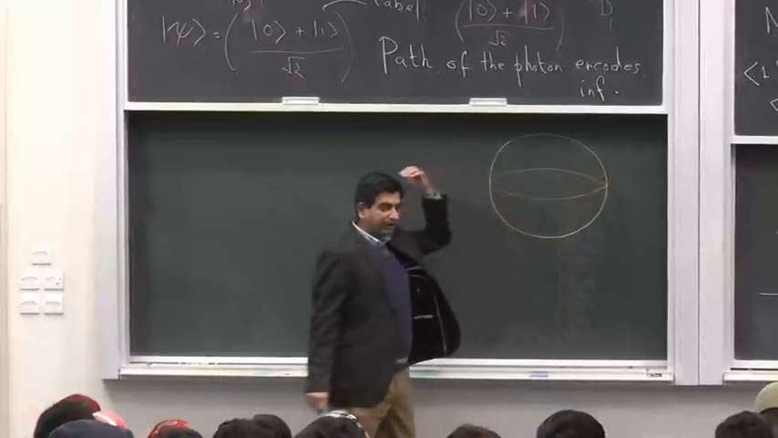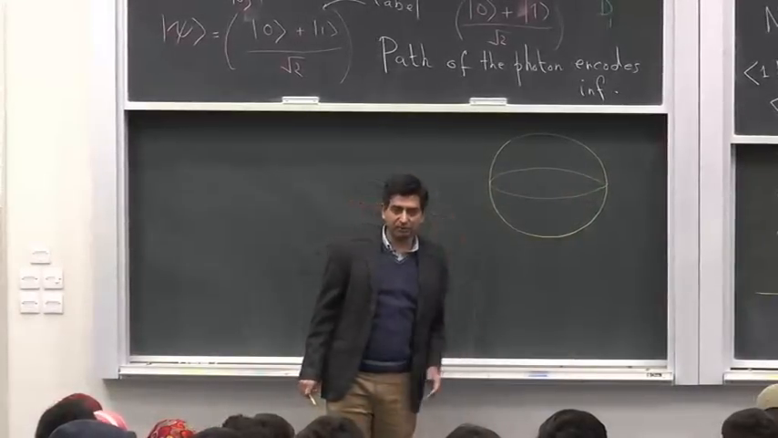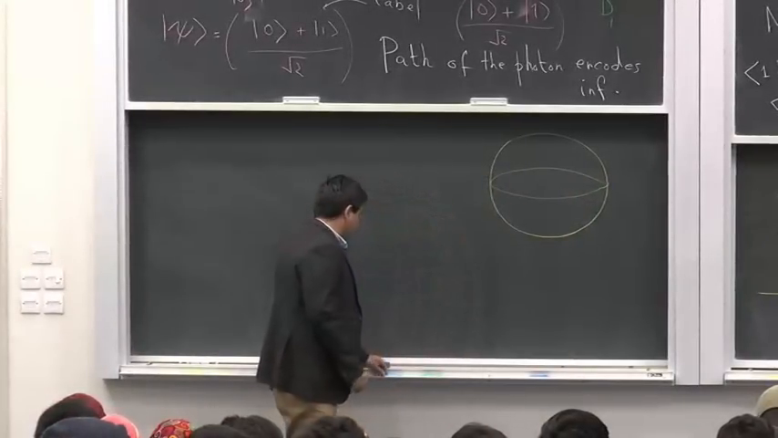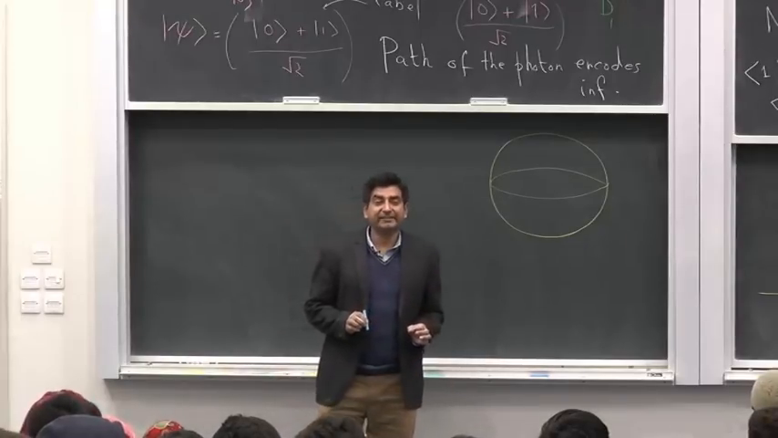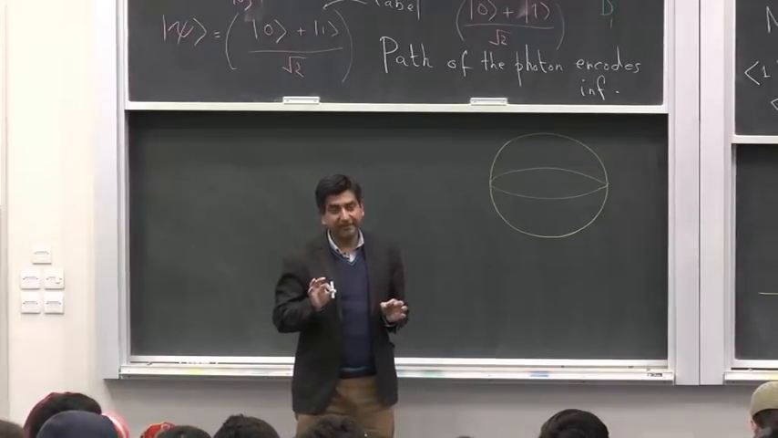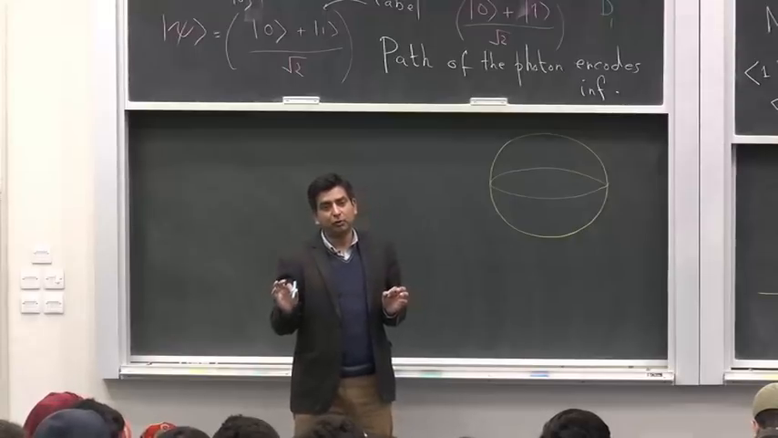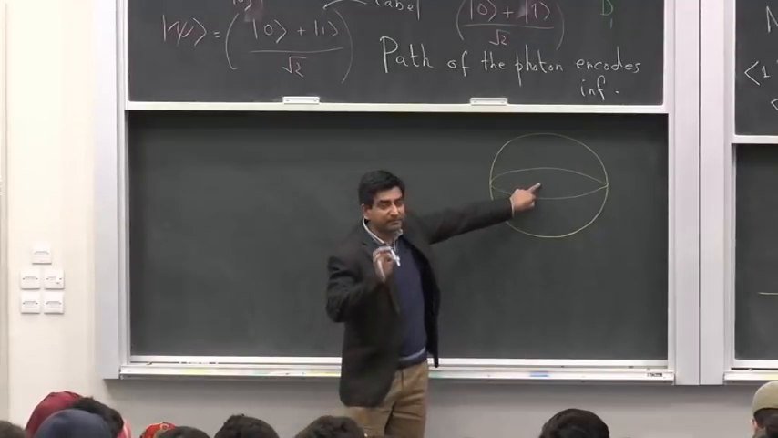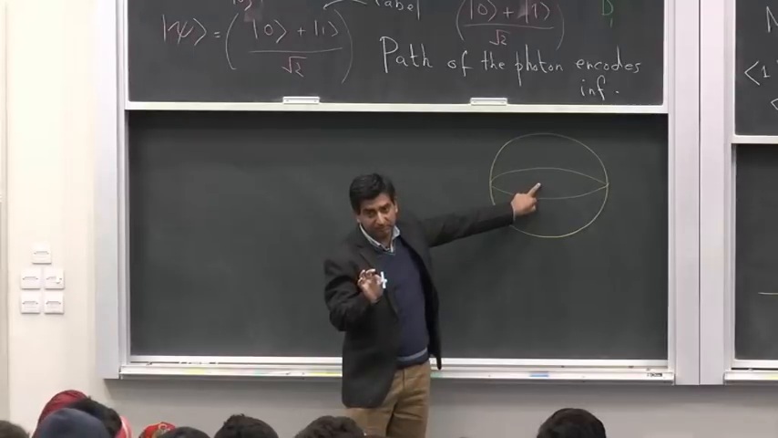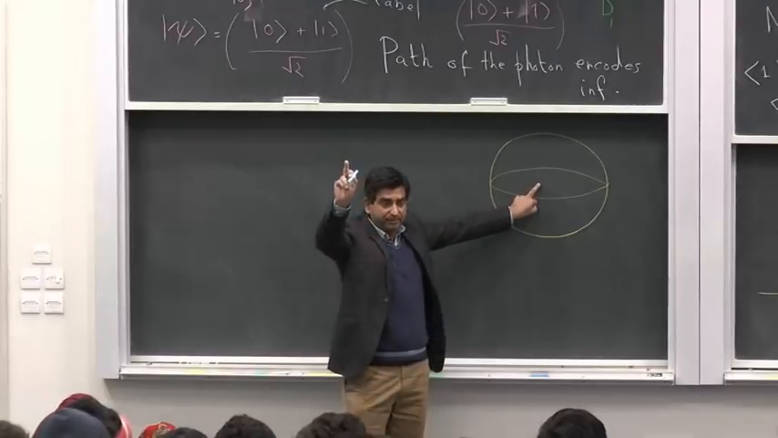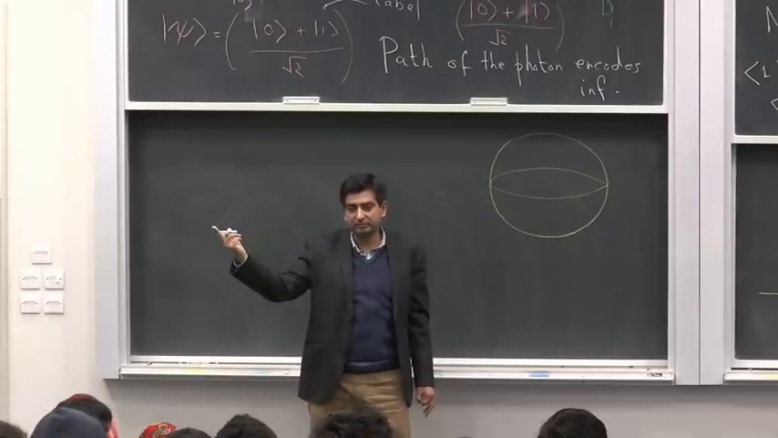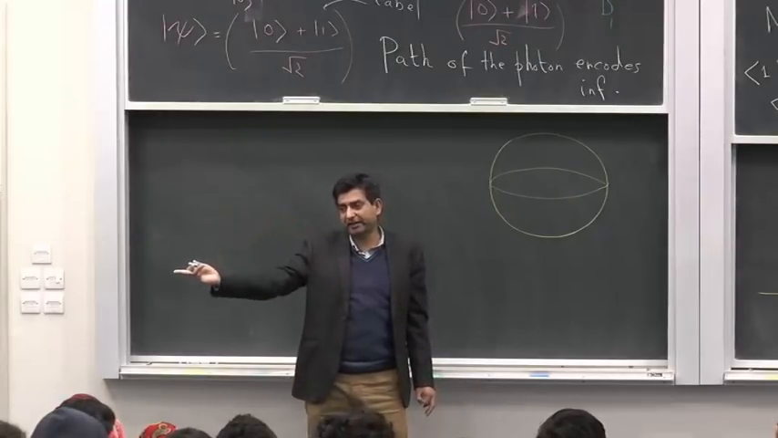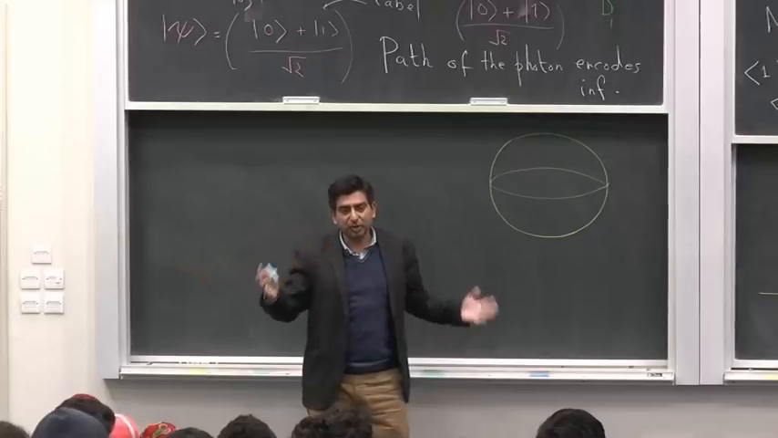The sphere has an equator and a north pole and a south pole. And my quantum state is a vector, an arrow, whose tail is at the center of this sphere, and whose tip lies on some point on the surface of the sphere. The sphere has unit radius. This is called the Bloch sphere.